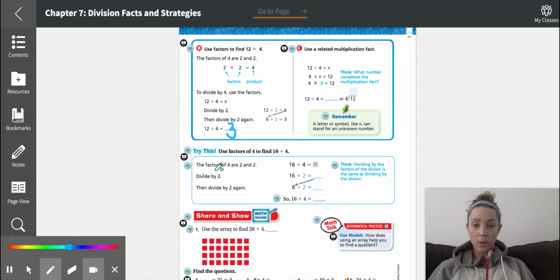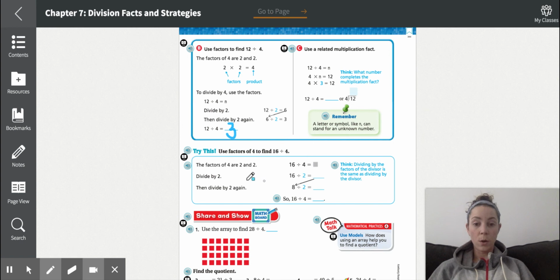Okay, so it says the factors of 4 are 2 and 2. So I'm just changing this 4 into a 2 and a 2. So I have to divide by the first 2. 16 divided by 2, if you split 16 in half, it's an 8. Okay, so now I have 8 and I have to divide by the other factor, which was also 2. 8 divided by 2, split 8 in half. What's the double that makes 8? 4. So 16 divided by 4 is 4.